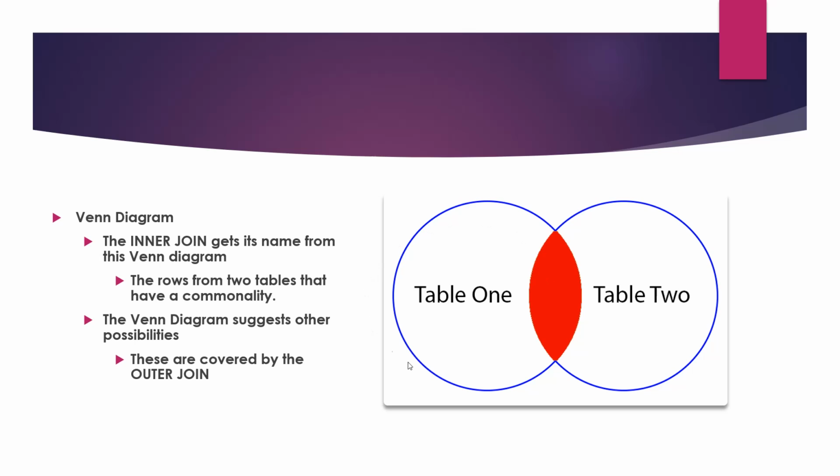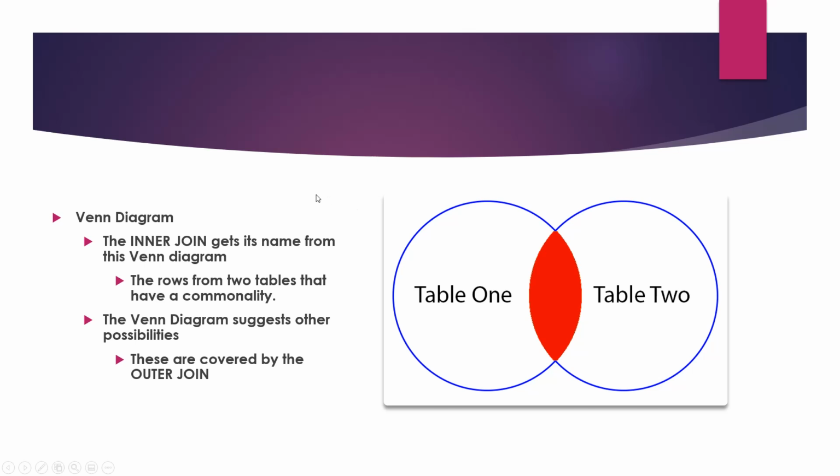Keeping this Venn diagram in mind will greatly help you understand what's happening with the inner join. Also, understanding that it's an equality match will greatly simplify the mental picture for you.